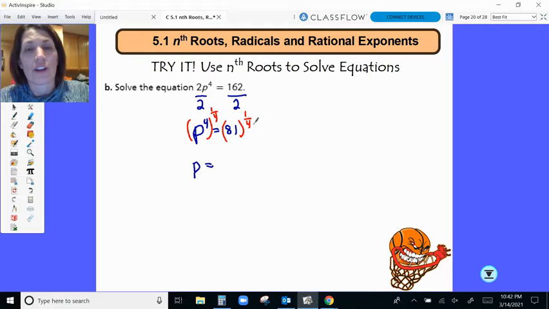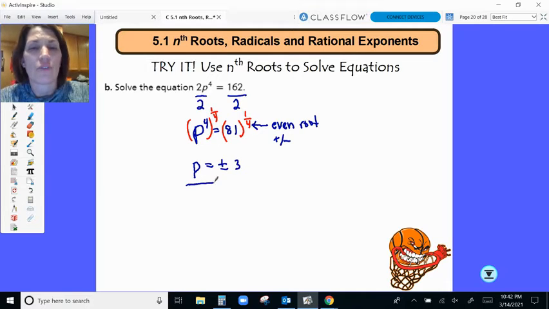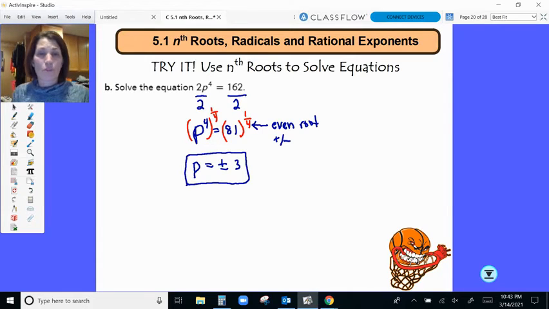And then the 4th root, and here's the kicker: this is an even root. So remember, whenever we take an even root, we have to take the positive and negative solution. This is going to be positive and negative 3. The 4th root of 81 is 3, so it's positive and negative 3. So anytime you take an even root of any number, we have to make sure we take the positive and negative solution, just like when you take a square root or a 4th root.